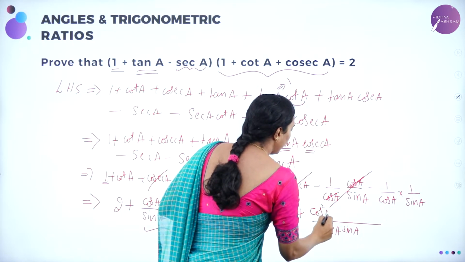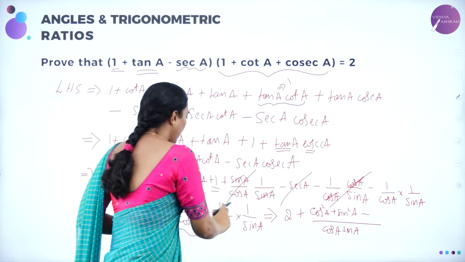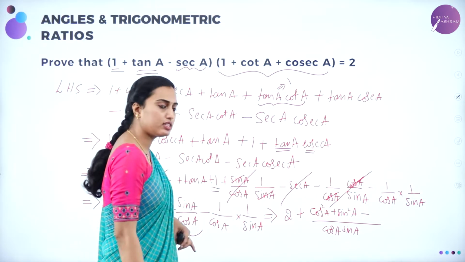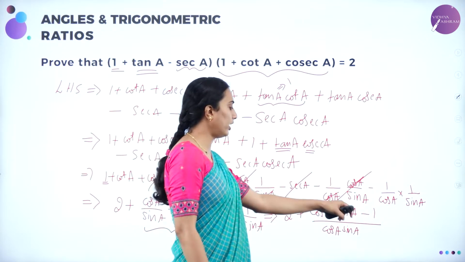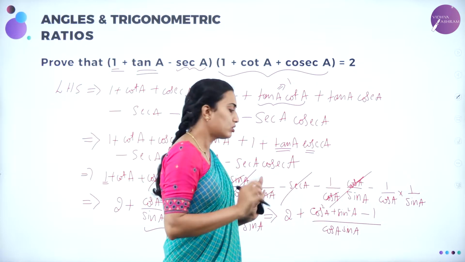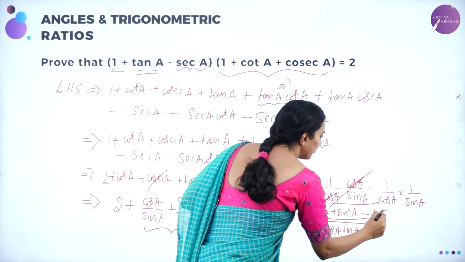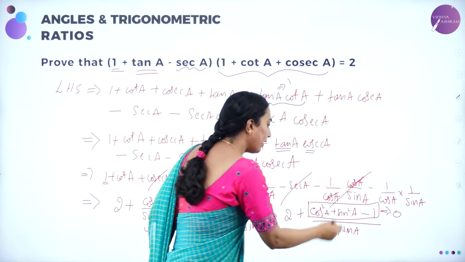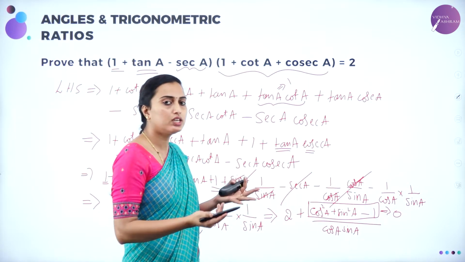Cos squared A plus sin squared A minus, what is 1 into 1? Already cos A sin A is the LCM. 1 into 1 is 1. So therefore, see cos squared A plus sin squared A is 1. 1 minus 1 is 0. So therefore, this whole term will become 0. 0 by anything will be 0 only. So 2 plus 0 will be equal to 0.